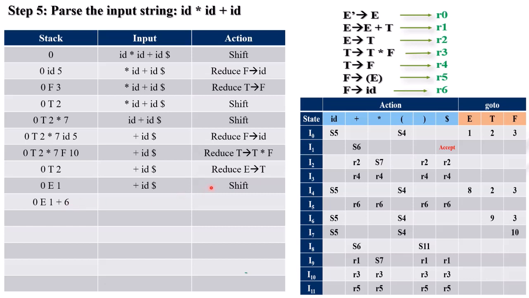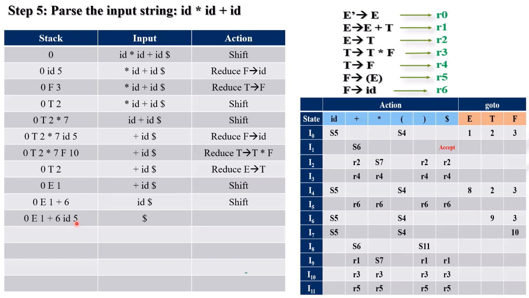Next, what is our input symbol? Only ID. So we have to check next I6 and ID. What is I6 and ID? S5. So here we only write shift. When we shift ID, we perform shift 5. So we have to write 0E1 plus 6 ID then 5, because S5 is performed.